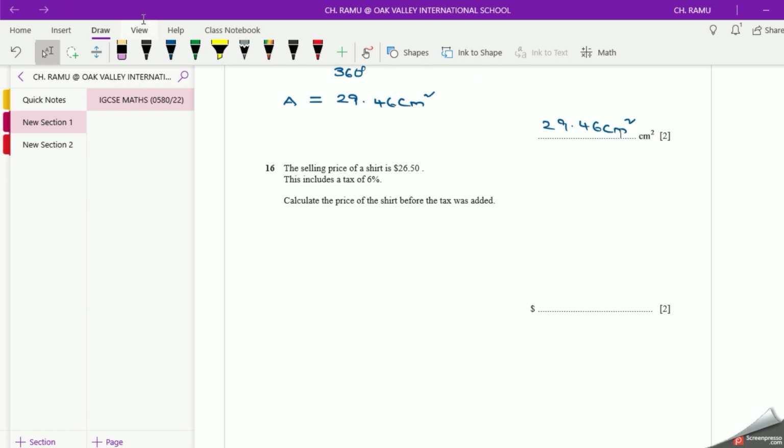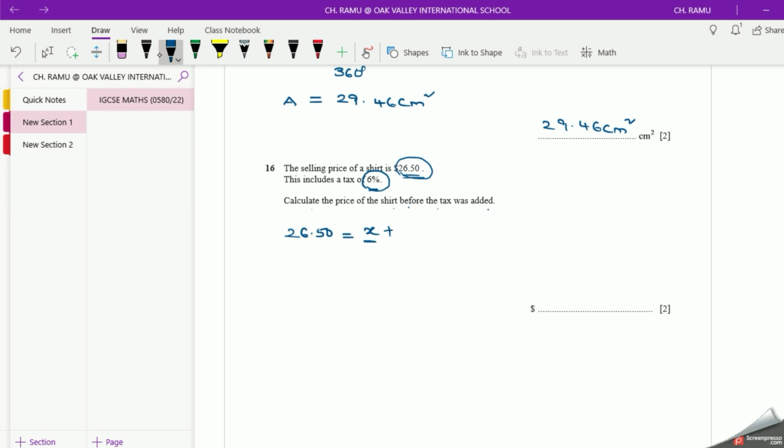The selling price of a shirt is $26.50. That includes a tax of 6%. Calculate the price of the shirt before the tax was added. Before the tax was added, we don't know, but the selling price they have given is 26.50. Selling price is equal to, if the 6% tax was added, let the price before tax be X dollars, then what will you get?